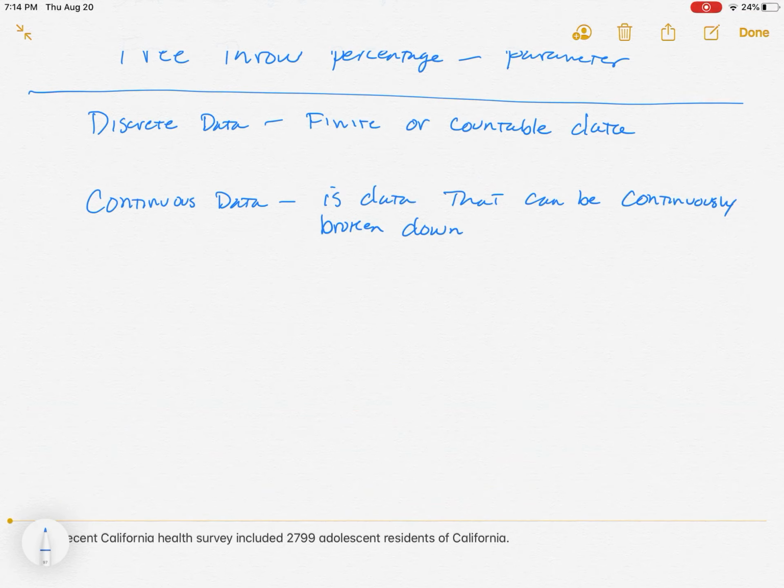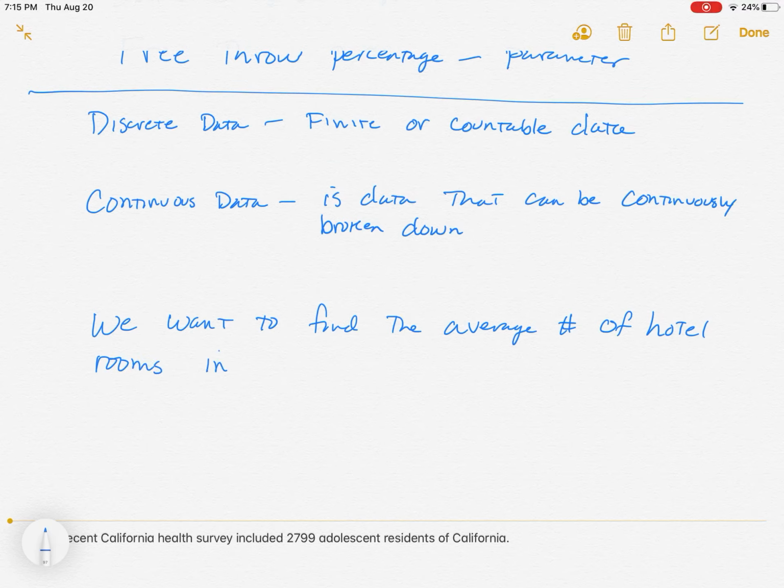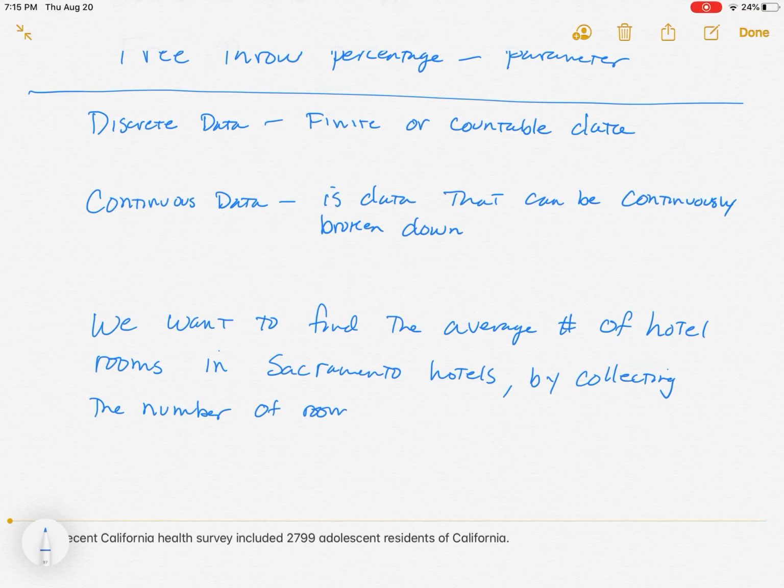Okay, let's take this example. We want to find the average number of hotel rooms in Sacramento hotels by collecting the number of rooms from each hotel.